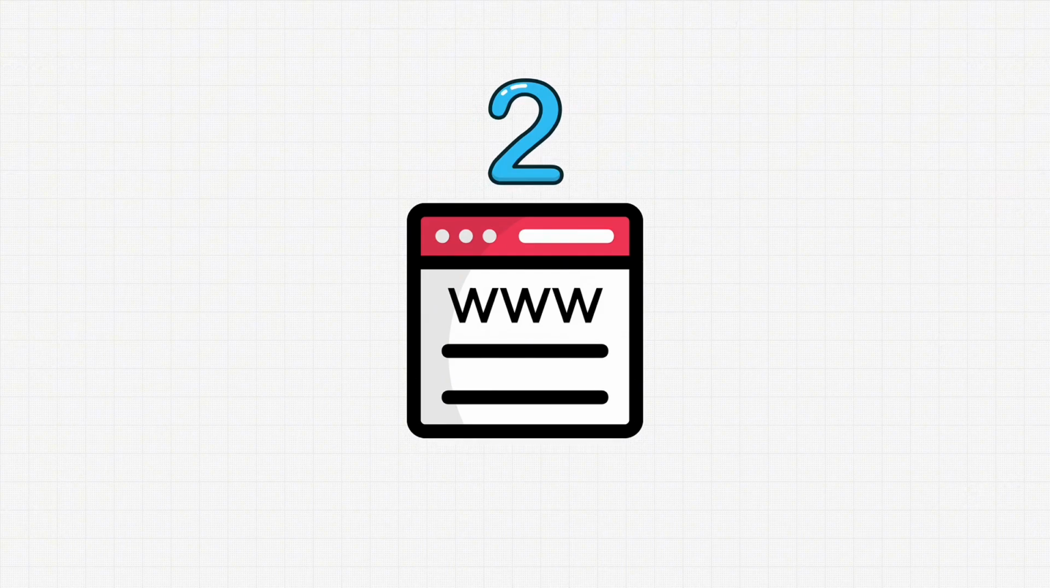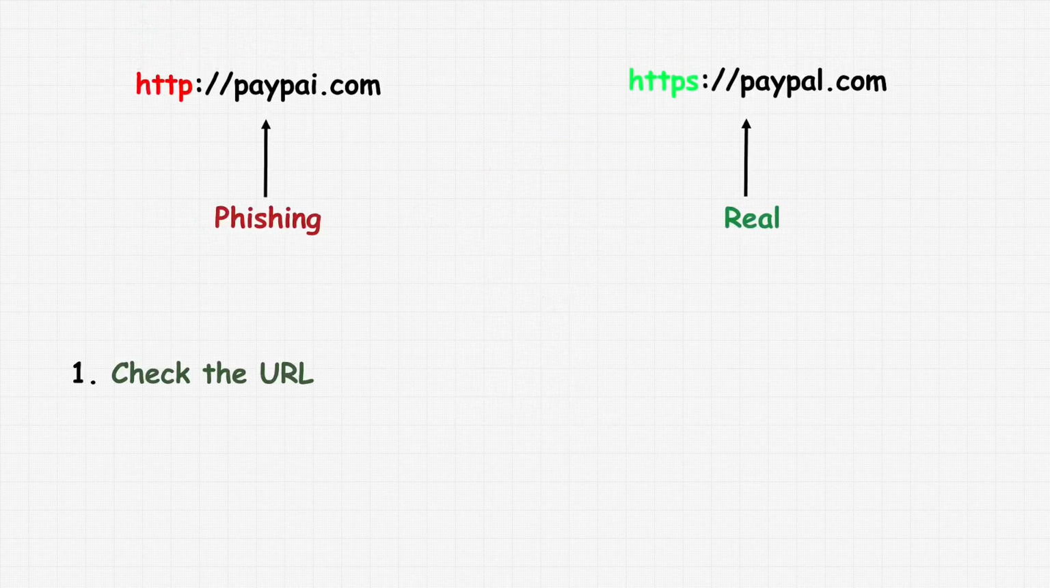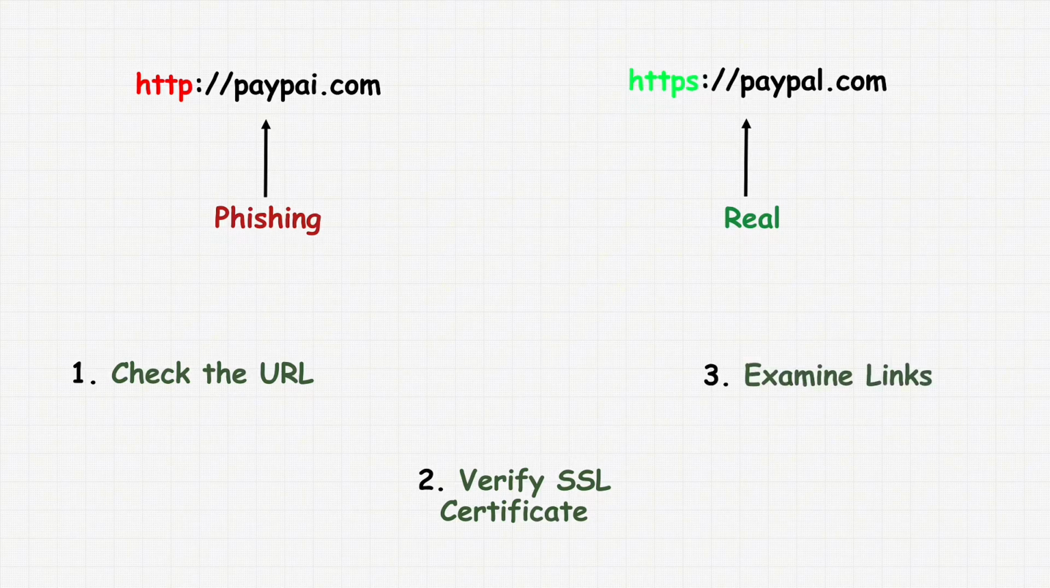There are a few things that we should pay attention to, and these would include checking the URL. We want to look for misspelled or slightly altered URLs, as well as unusual domain extensions or subdomains. Second thing, we want to verify the SSL certificate. Ensure the website has a valid SSL certificate by looking for HTTPS and a padlock icon in the address bar. Also, examine links carefully. Hover over links before clicking to see the actual destination URL. If it differs from what is displayed or seems unrelated to the site's purpose, it could be a phishing attempt.